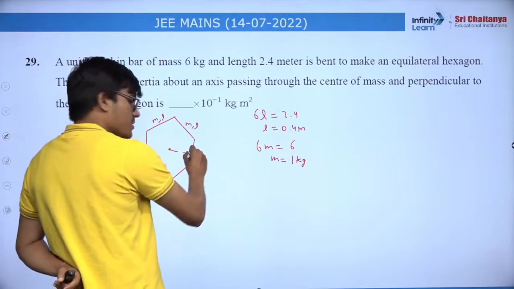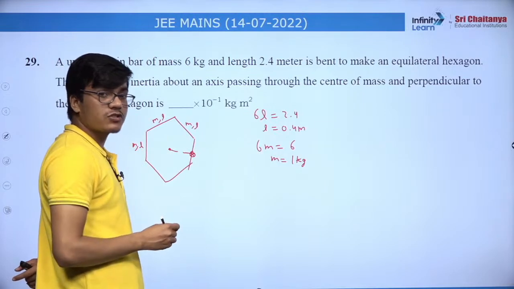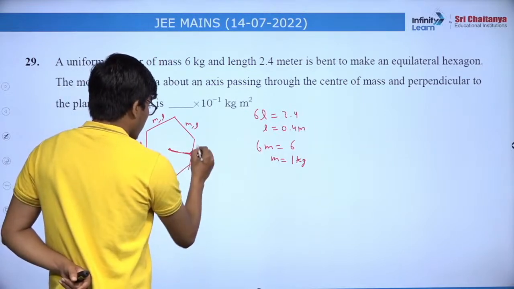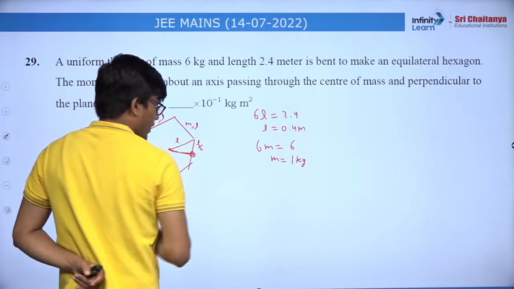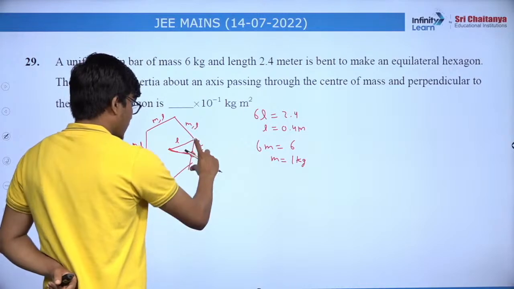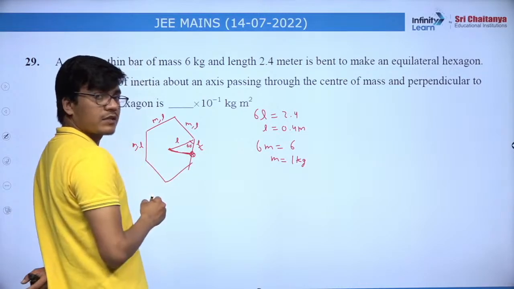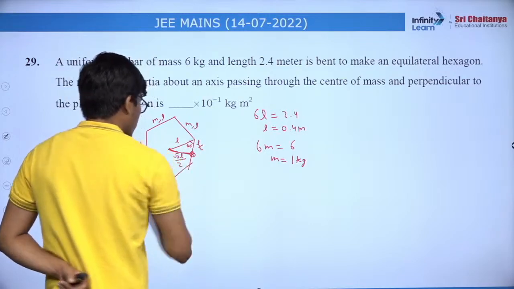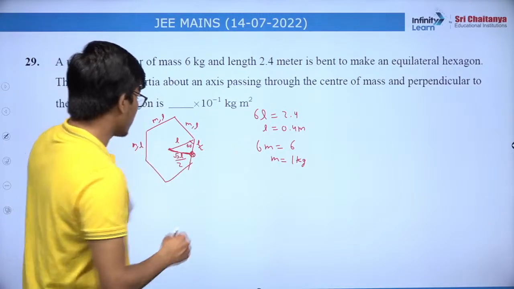So about its own center, the rod has moment of inertia ml square by 12, and this distance I need to calculate. If this is L by 2, you know that this is also L, right? In a regular hexagon, this side is L and this is also L, and this angle is 60 degree, so this will be L sin 60, that is root 3 L by 2. Just apply the parallel axis theorem, because this is the center of mass.